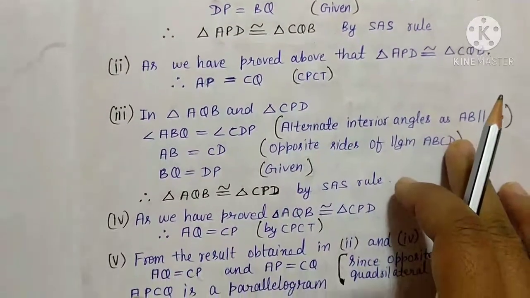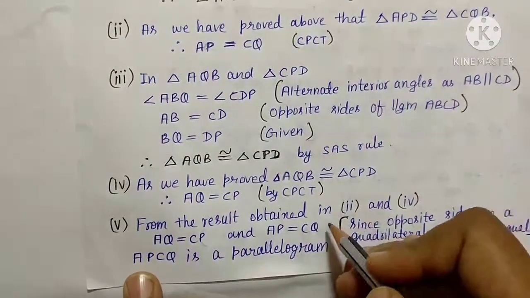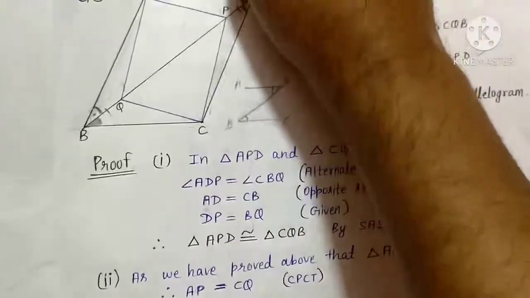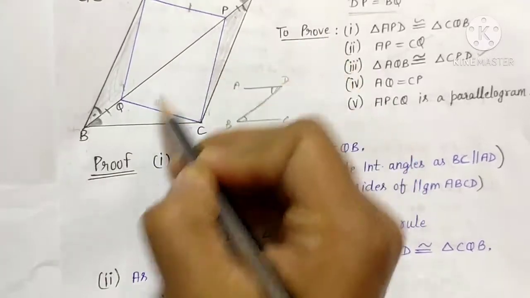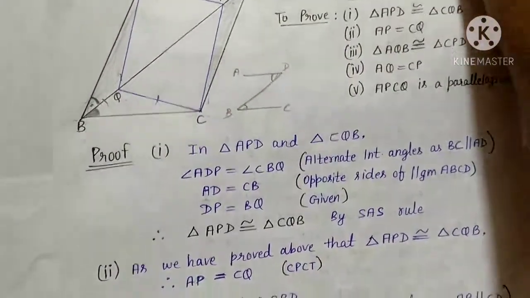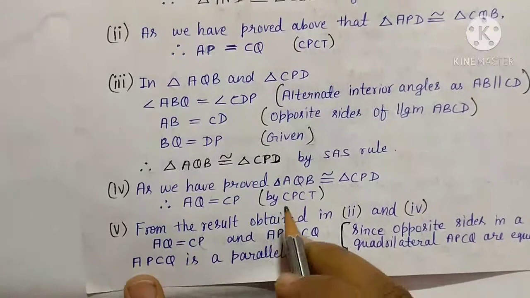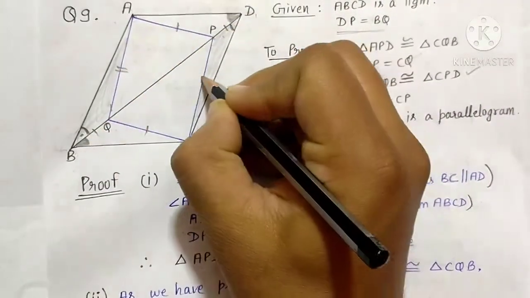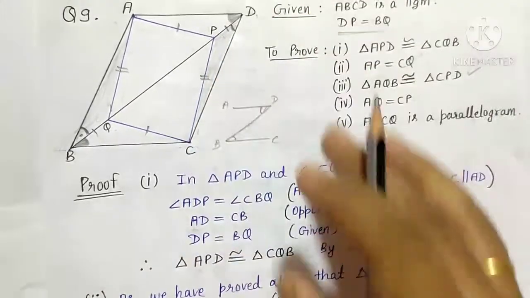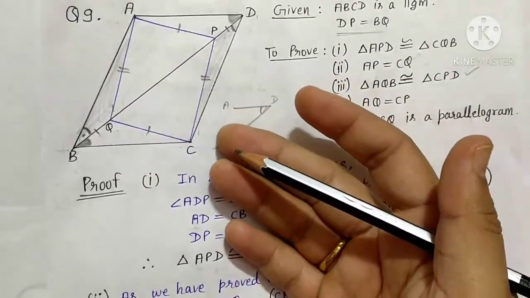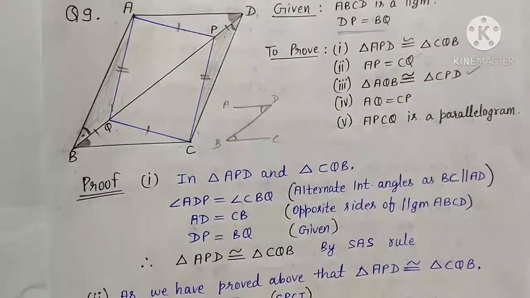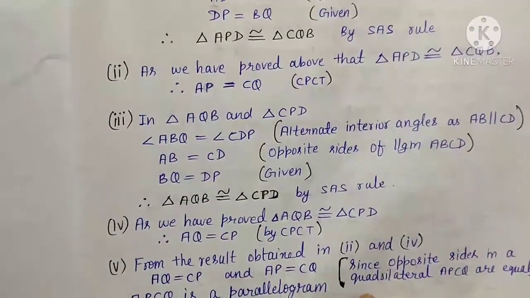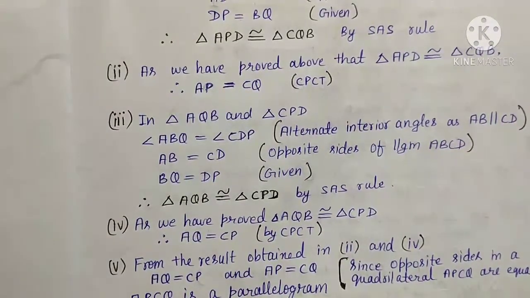So we know that in a parallelogram we need to prove that the opposite sides are equal and parallel. So let's prove it. From the results of the first, second and fourth parts, we said AP equals CQ, which we have already proved. Then in the fourth part, we said that AQ equals CP. So it means opposite sides are equal, and we know that this is a property of a parallelogram, that in a parallelogram opposite sides are equal. So we can say that yes, APCQ is a parallelogram since opposite sides in our quadrilateral are equal.